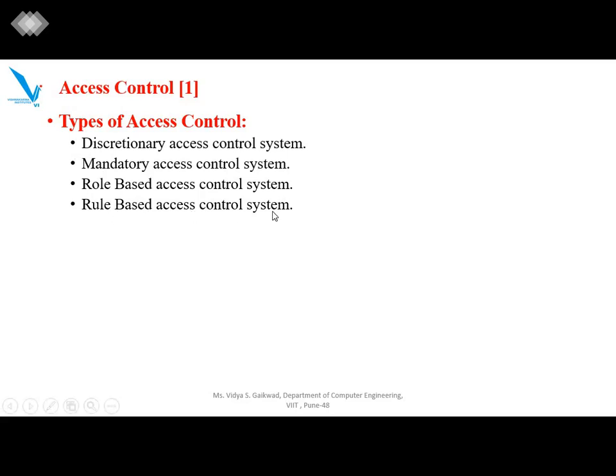Next is the rule-based access control system. In the rule-based access control system, some rules are configured and predefined. The decision about whom to allow access to the system and information is based on these rules. Rules are designed such that all the users from a particular network, host, domain, or IP address are allowed to use the information, system, or resources.